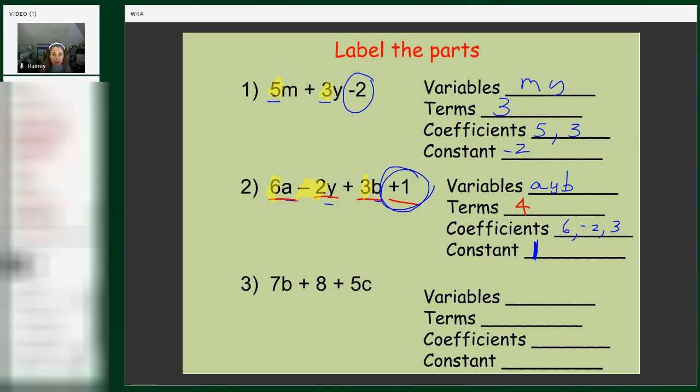All right. Number 3, last one. What are my variables? B and good. We're not on our worksheet. Terms. How many terms? Tres, right? 3. Coefficient, the number in front of the letter. So it is going to be 7 and 5. Yes. And what's my constant? It is an 8. Plain old number. 8 stays 8.